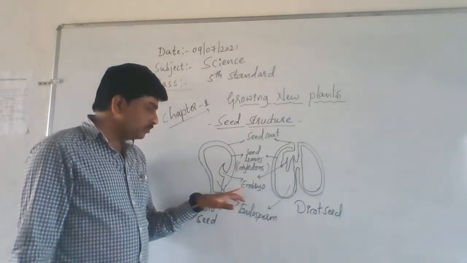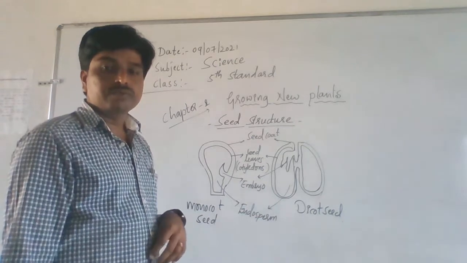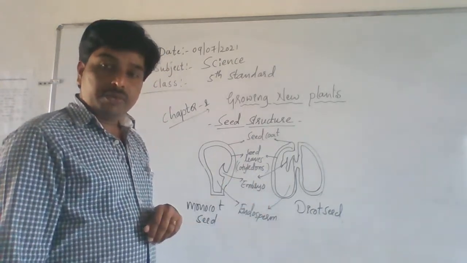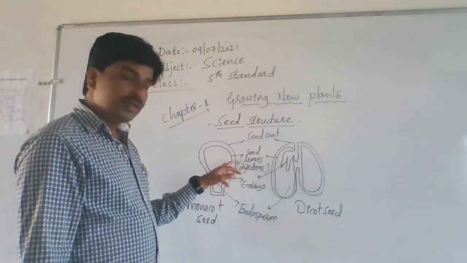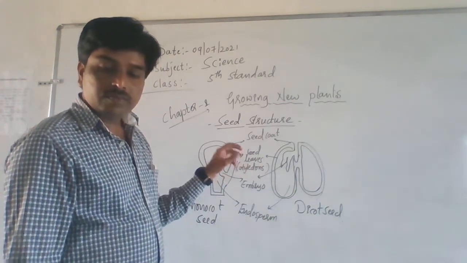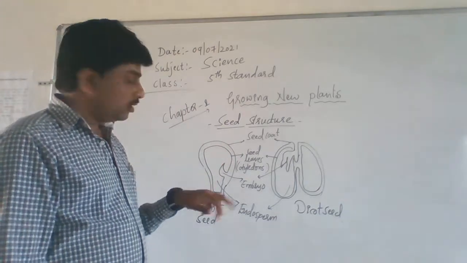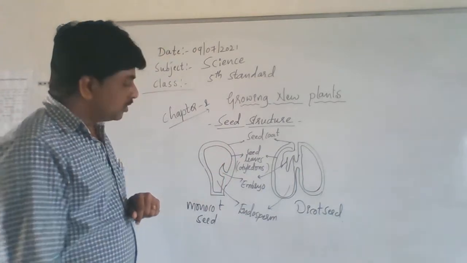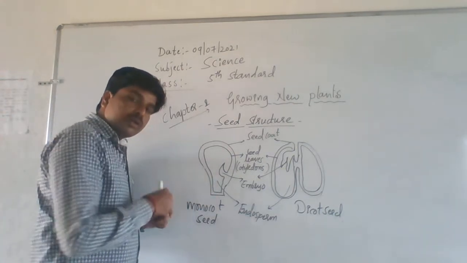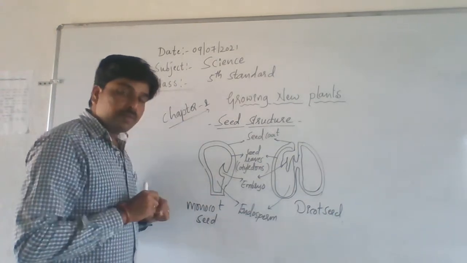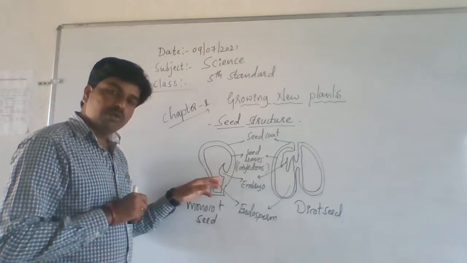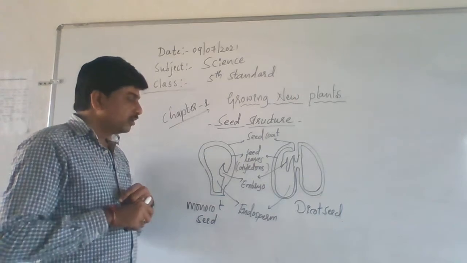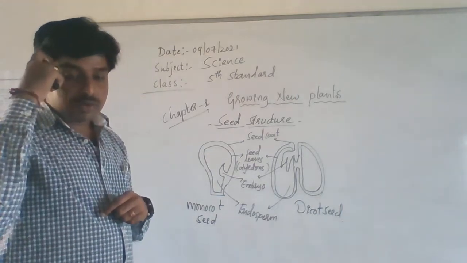Let's come to the embryo. See students, between the cotyledons, the embryo is there. From this embryo, the baby plant is produced. Understand? Remember.